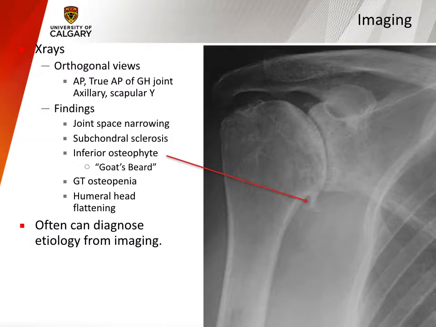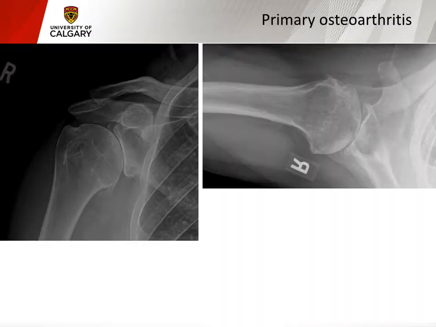Imaging is going to be your best friend in this diagnosis, and usually you can see the etiology on your imaging. So for primary osteoarthritis, these are two pictures, an AP and an axillary view showing some osteoarthritis. You can see some joint space narrowing, the goat's beard at the bottom, and some subchondral sclerosis. Pretty classic findings of osteoarthritis.